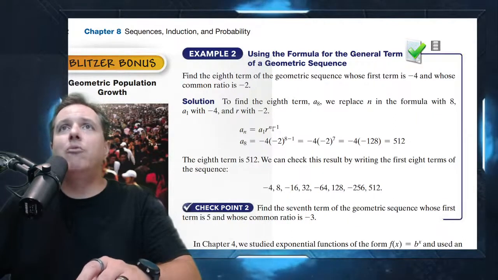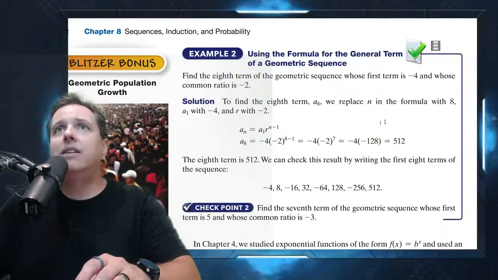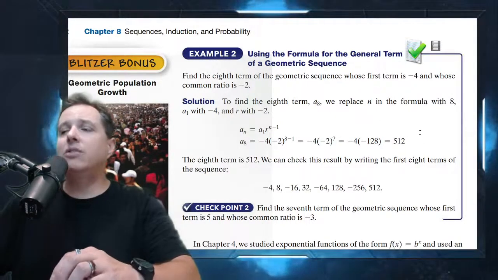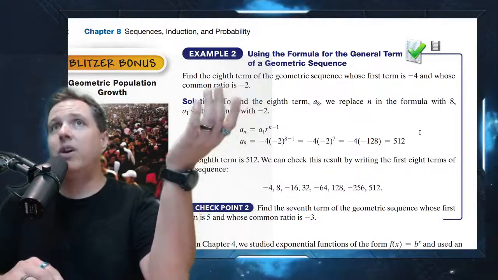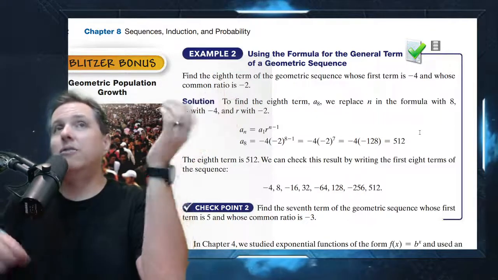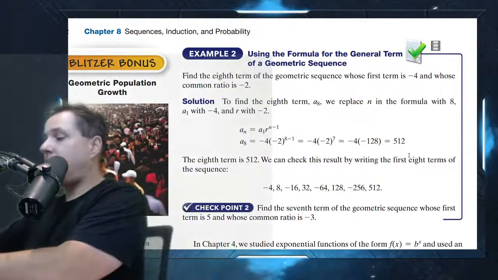And the power that I'm raising it to is n minus 1. Well, our n is 8, so 8 minus 1 is 7. So it turns out the 8th term in this sequence is 512. See how we didn't have to find the 7 terms that come before it? That's convenient, right? So that's how you do that.